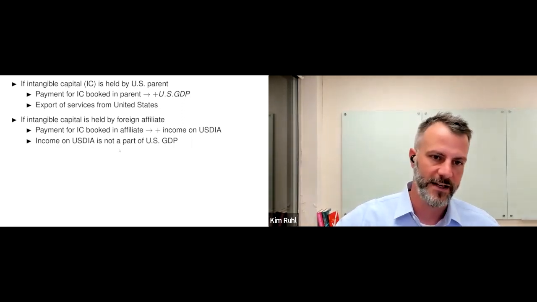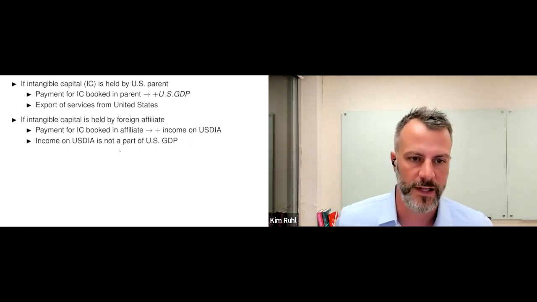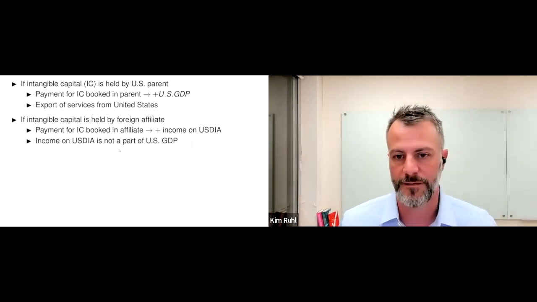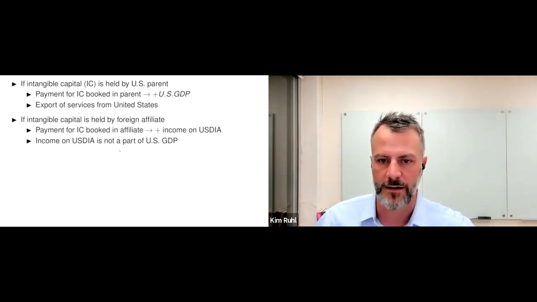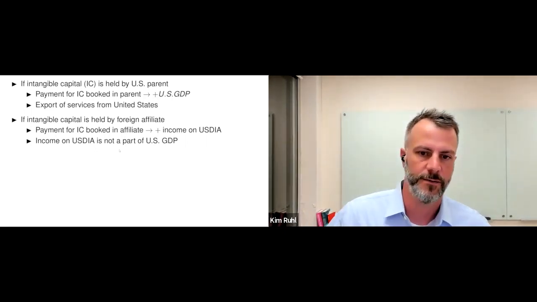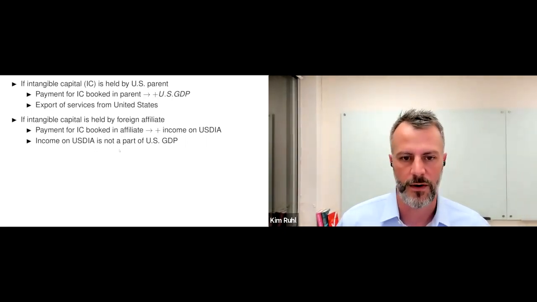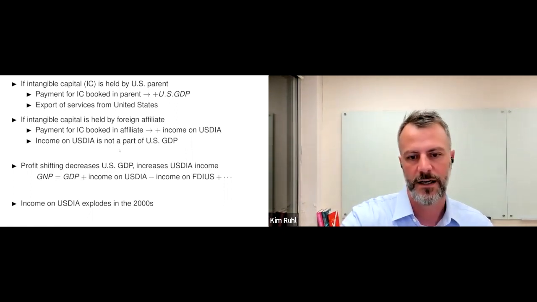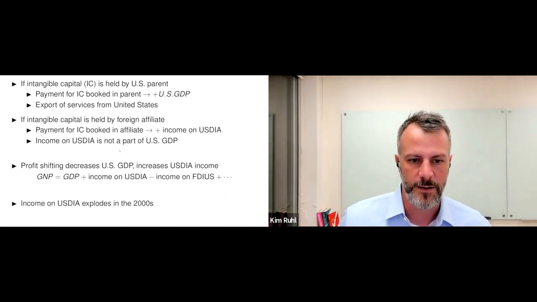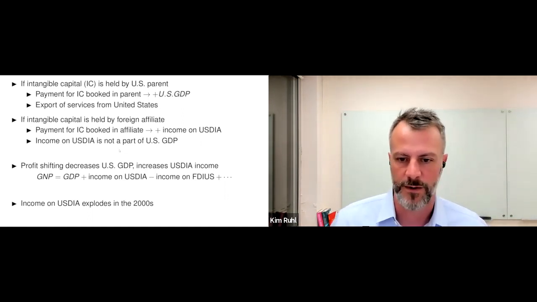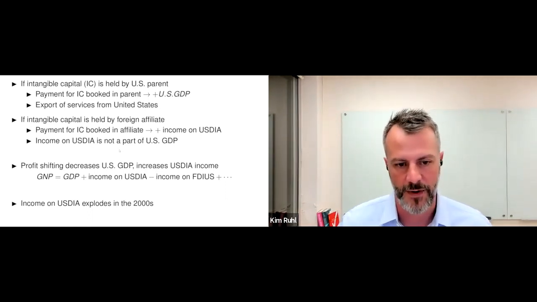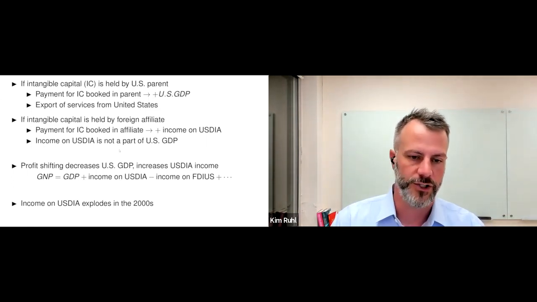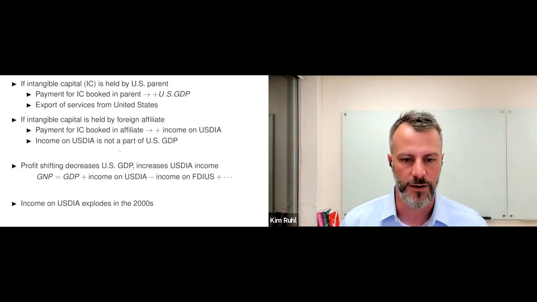If instead that intangible capital is moved offshore and held by a foreign affiliate, then the payment for that intellectual capital or intangible capital is booked into the affiliate. That shows up in income on US direct investment abroad. Right? And US direct investment abroad income is not a part of US GDP. It's a part of GNP. This is probably the audience that needs this the least, but GDP plus the income on US direct investment abroad and some other things make up GNP. And so by moving intellectual property offshore, we're changing the way we measure GDP within the United States.